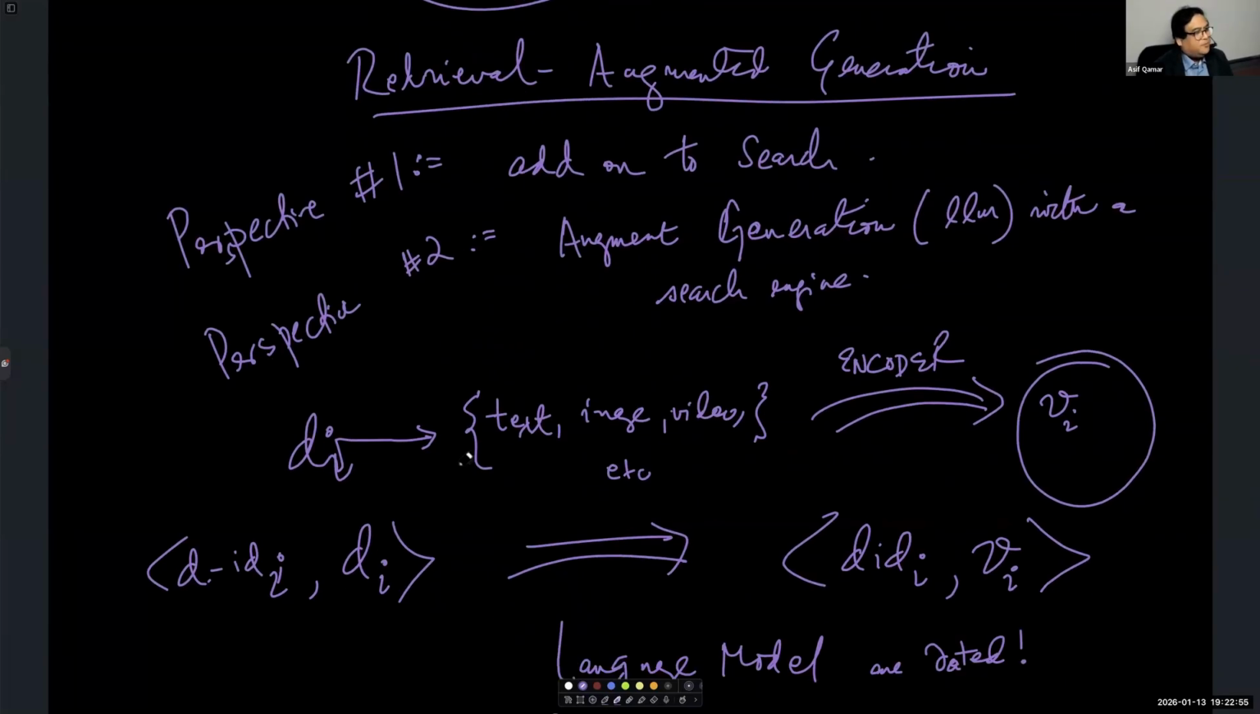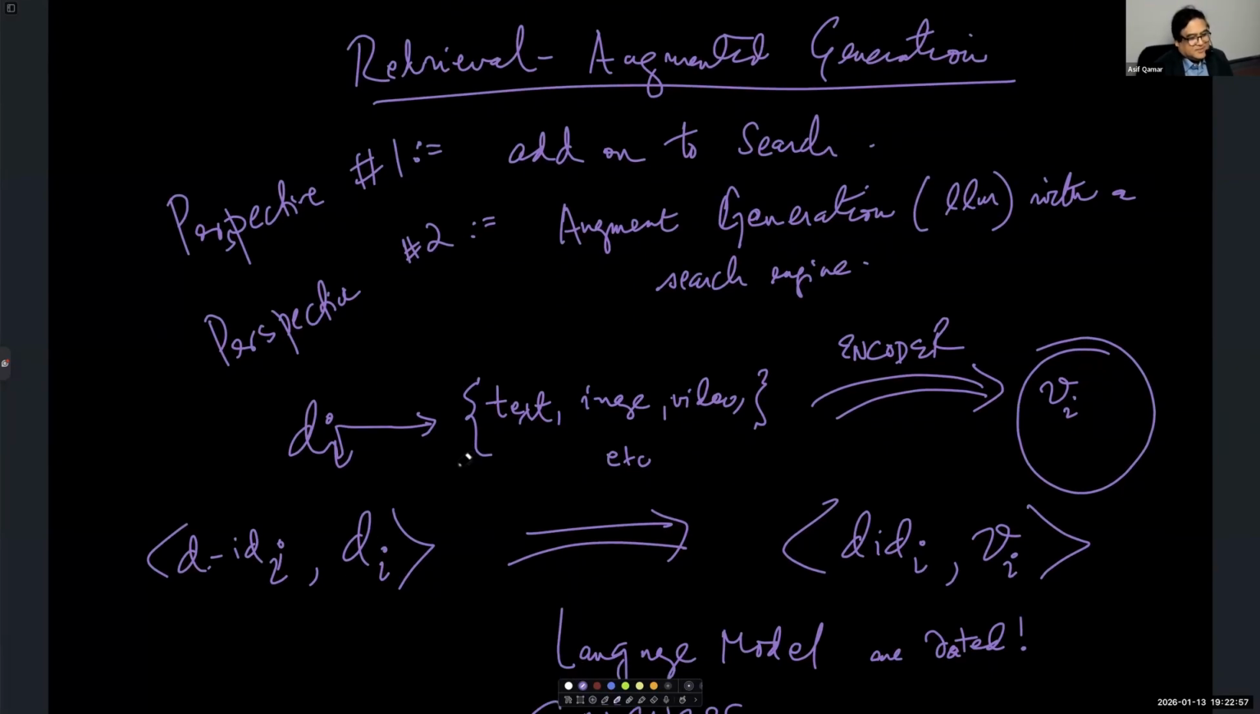Now, there are two perspectives on RAG. Perspective one was, we have been doing search. Now that there are language models that can understand, why not complete the journey? Why give users the search results? Give the search results to an LLM and let it answer the user's question fully.